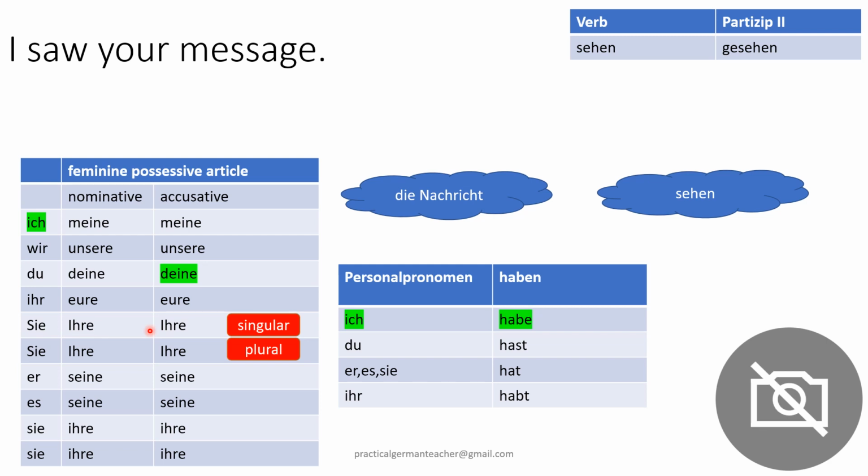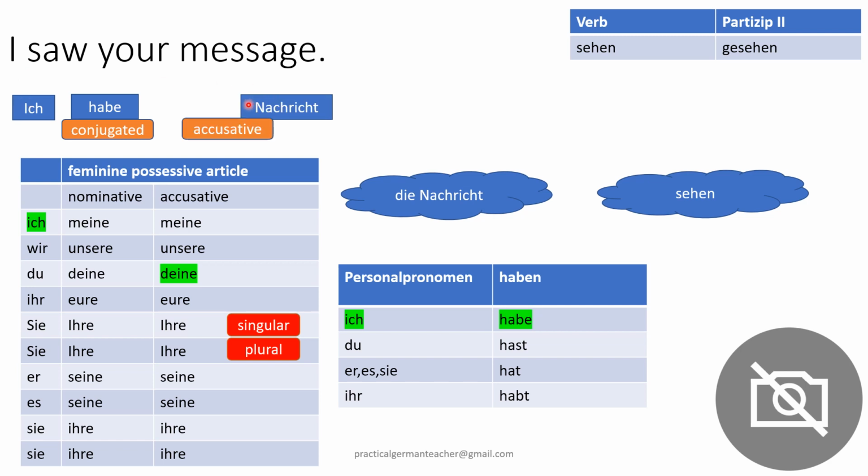Okay, let's try to write this sentence. Because this is a sentence, at the second position you will have the verb. Here the verb will be a helping verb. You have to conjugate it with respect to the subject. Subject happens to be ich, so ich habe. Then the object Nachricht, it is an accusative case, so whatever comes here, the article must be an accusative case. It's deine. I hope this was clear.